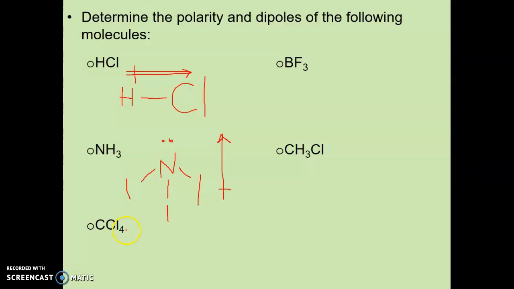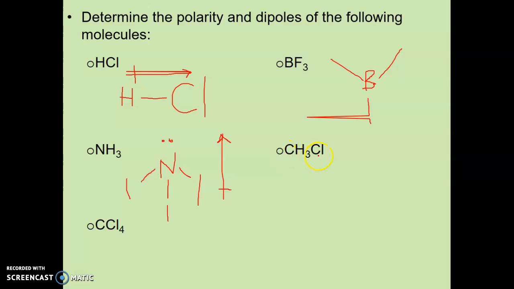Here we have carbon, and it's going to be surrounded by 4 chlorines. That's going to be symmetrical, so it will have no dipole. So you do not draw a dipole arrow there. BF3, now be careful because B is one of those odd ones that can do some weird things, and that is it only forms 3 bonds. This is going to be trigonal planar. Okay, so there are no lone pairs. So this is going to be symmetrical, so this has no dipole.